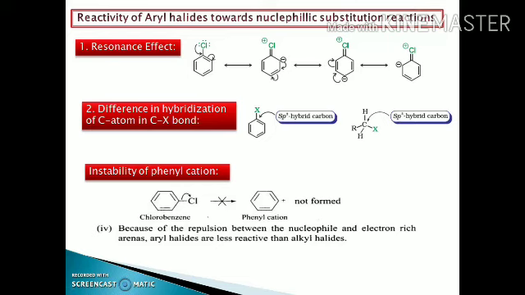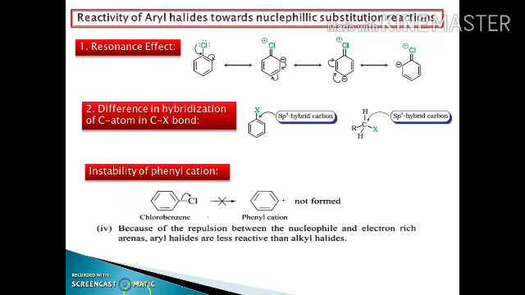Due to the greater s character, the carbon atom becomes more electronegative, and it can hold the electron pair of the carbon-halogen bond more tightly, and it changes the carbon-halogen bond length also, since it is difficult to break a shorter bond than a longer bond. Therefore, the haloarenes are less reactive than the haloalkanes towards nucleophilic substitution reactions.